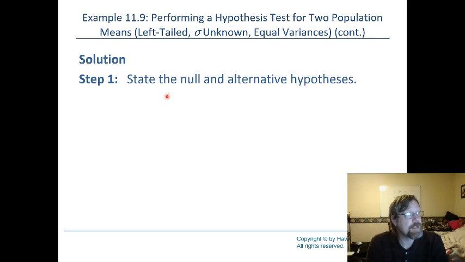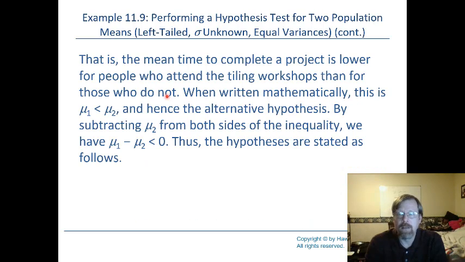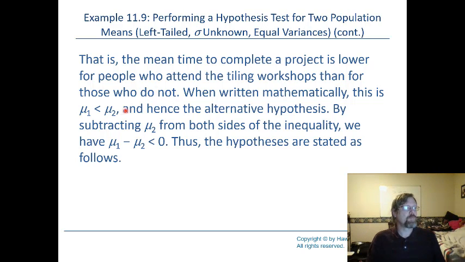So let's state our null and alternative hypothesis. Population 1 will be those who attended the workshop. Population 2 will be those who did not attend the workshop. The Improvement Warehouse's claim is that people who attend the workshop spend less time on their tiling projects on average than those who don't attend. So what we're looking at is the mean time spent on the project. We think that those who attended the workshops spent less time than those who did not attend the workshop, so mean 1 is less than mean 2.